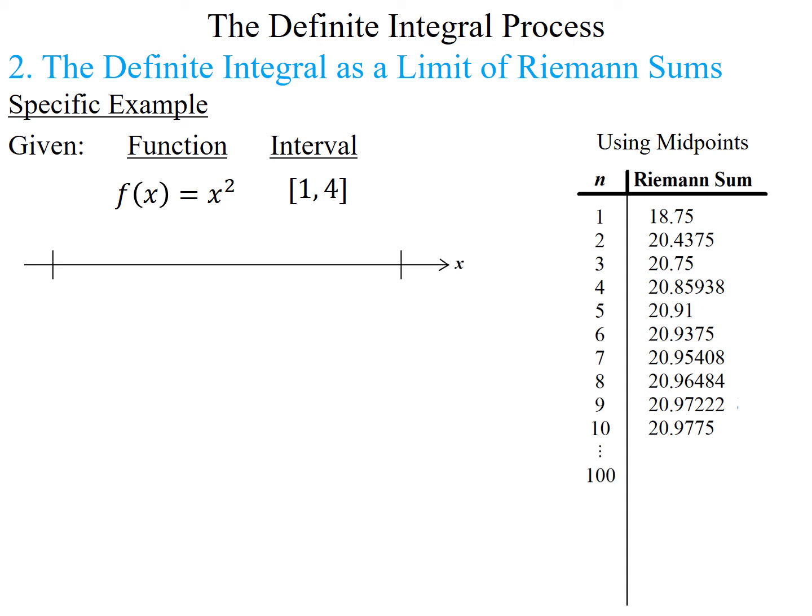So after I have Excel do 100, you get this Riemann sum. And again, I'm just trying to go down this list and guess where these numbers are headed. It looks like it's pretty clear here, but if you're not sure, you go more. So, have Excel go to 1,000.